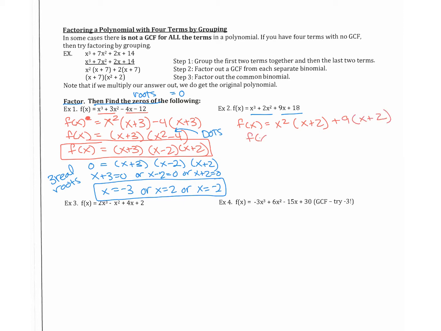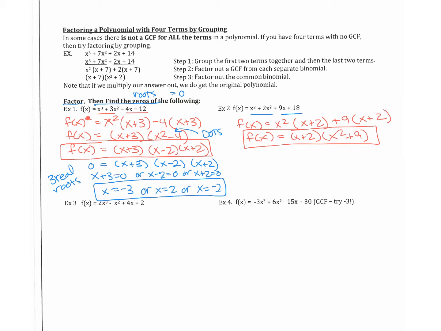So I'm going to get my same parentheses, x plus 2. My leftovers is x squared plus 9. So this is in its most factored form. X squared plus 9 is not the difference of two squares because it's plus. So there's nothing else to do. It's done. So that's factored.